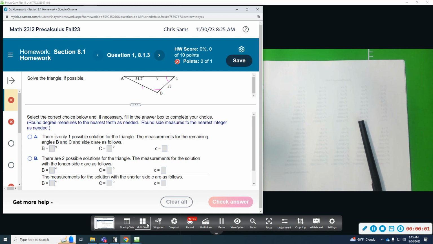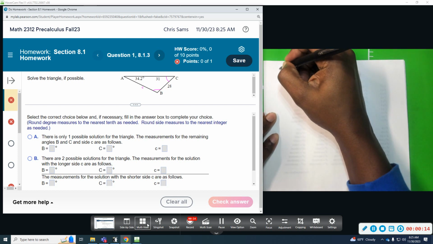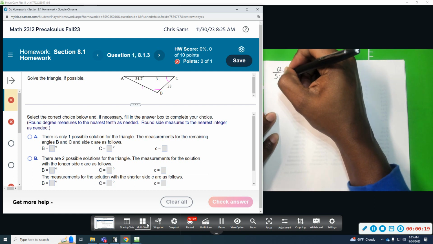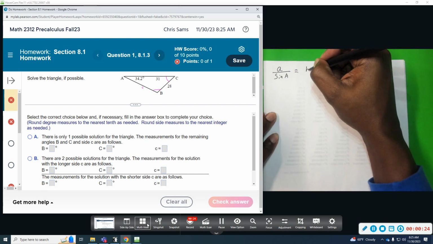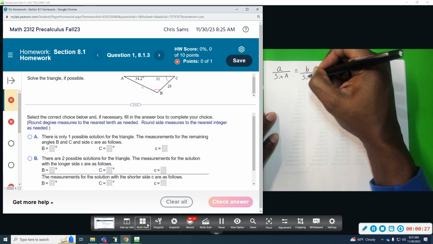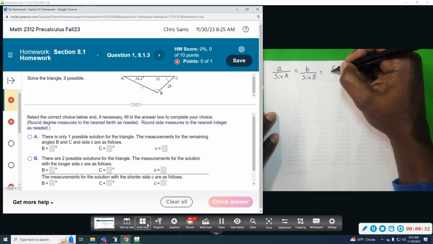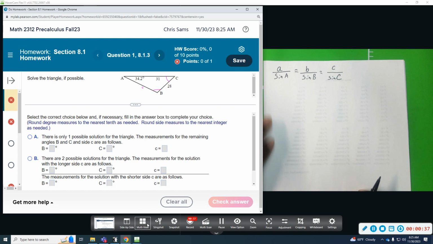All right, so this is 8.1 number 1, using the law of sines to solve the triangle. So first I want to just remind you from the notes what the law of sines is. So we have side A over sine of angle A. That's equal to side B over sine of angle B, which is equal to side C over sine of angle C.